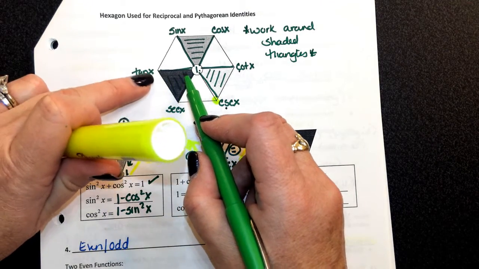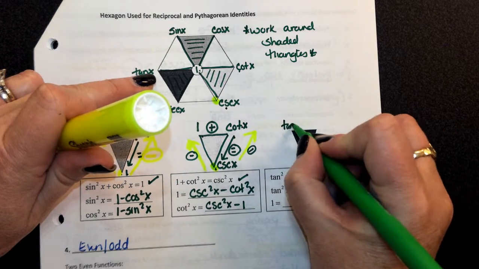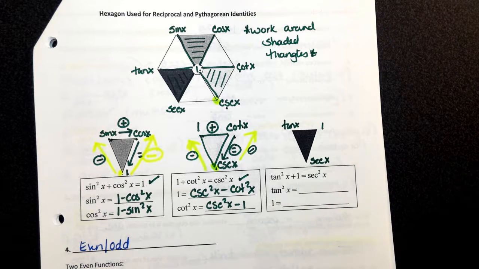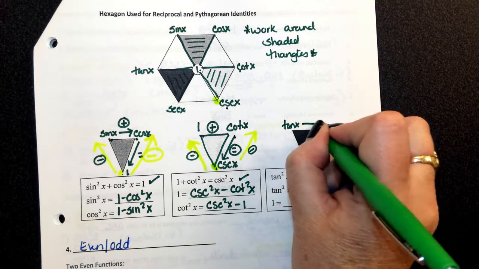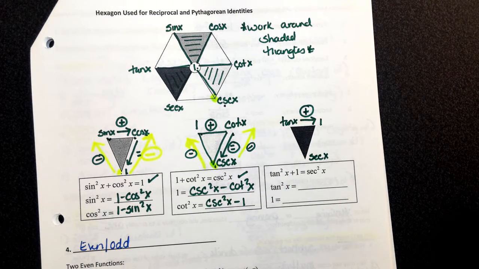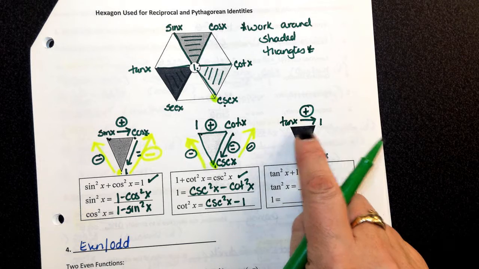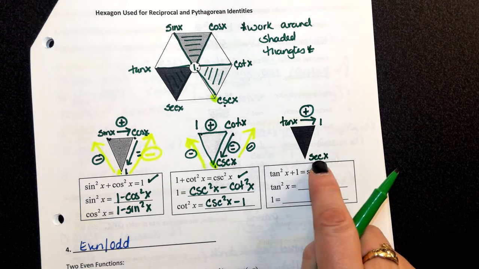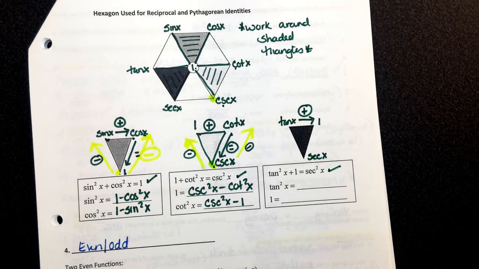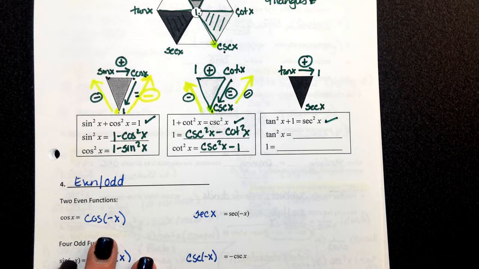So notice in this triangle, the vertex on the left is my tangent. Here's my 1, and here's my secant of x. So like I said, if you go across, you're going to add. So tangent squared plus 1. What it's equal to is that third vertex of the triangle, which is secant squared. So there's that first Pythagorean identity. Tangent squared x plus 1 is secant squared.